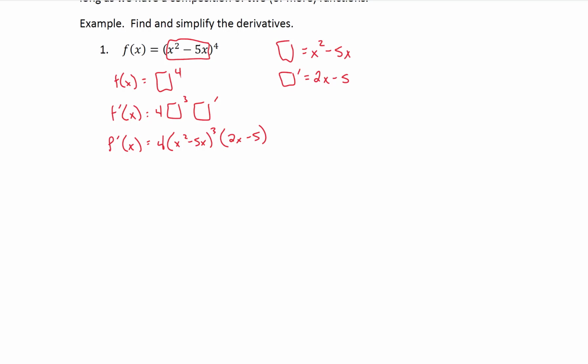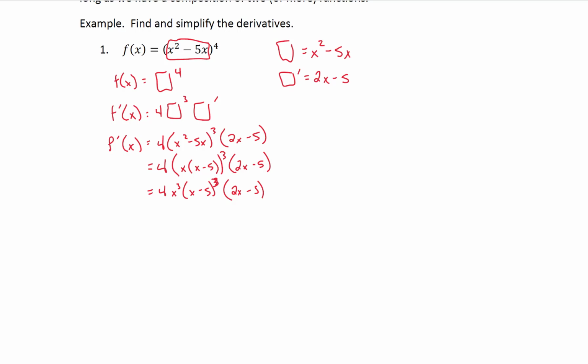So to simplify it, notice we have x squared minus 5x inside the parentheses here. So there's a common x we can factor out of that. But you have to be careful. Remember, when you're factoring that x out, this is really x times x minus 5, all raised to the third power. So remember, if you have a product that's raised to a power, that power is going to distribute through to both pieces. So this is really 4x cubed times x minus 5 cubed times 2x minus 5.